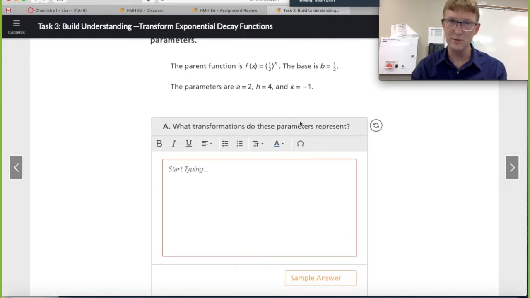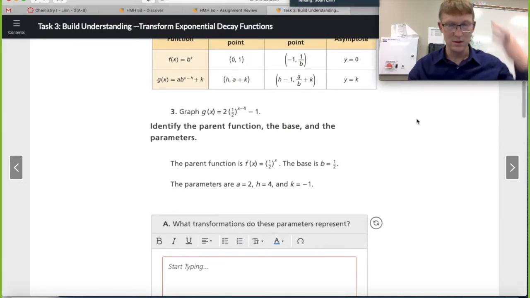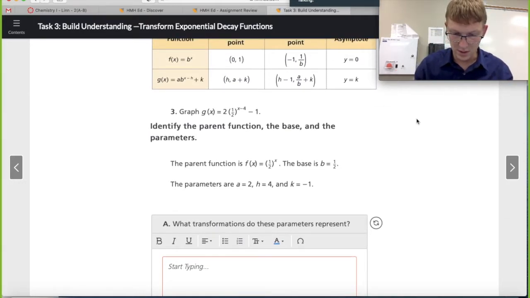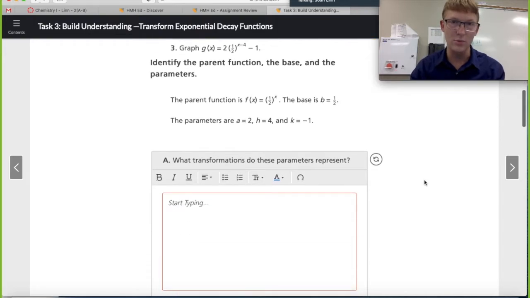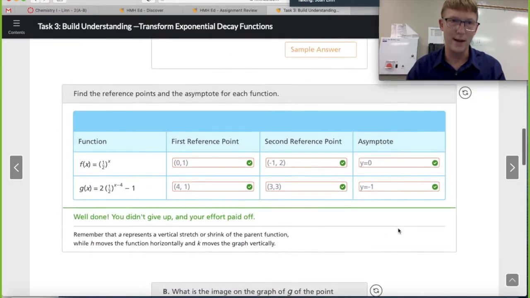So let's see here. What transformations do these represent? So we've got a horizontal transformation, a vertical transformation, and a horizontal stretch or compression, whichever one it is. I get those both confused. But if you use reference points, it doesn't matter. You get the same equation. So what else do we got?